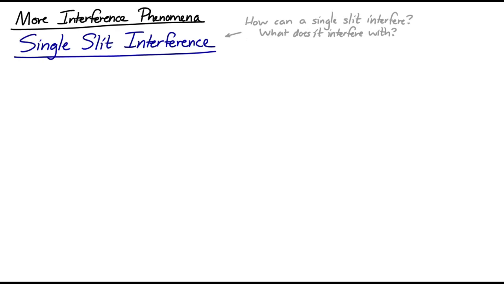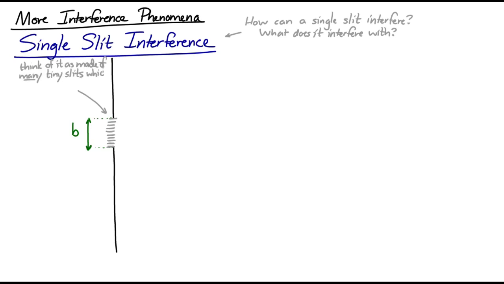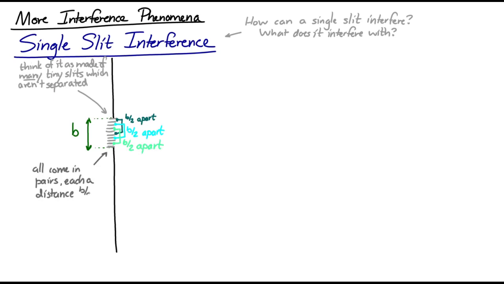Well, here's the idea. Imagine we have this single slit of width b. We can picture this as being made up of many, many small slits that are just not separated by anything. Seems a little weird, but it works. If we do that, we can then think about all of these slits as coming in pairs that are a distance b over 2 apart. Okay, seems a little silly, but bear with me.